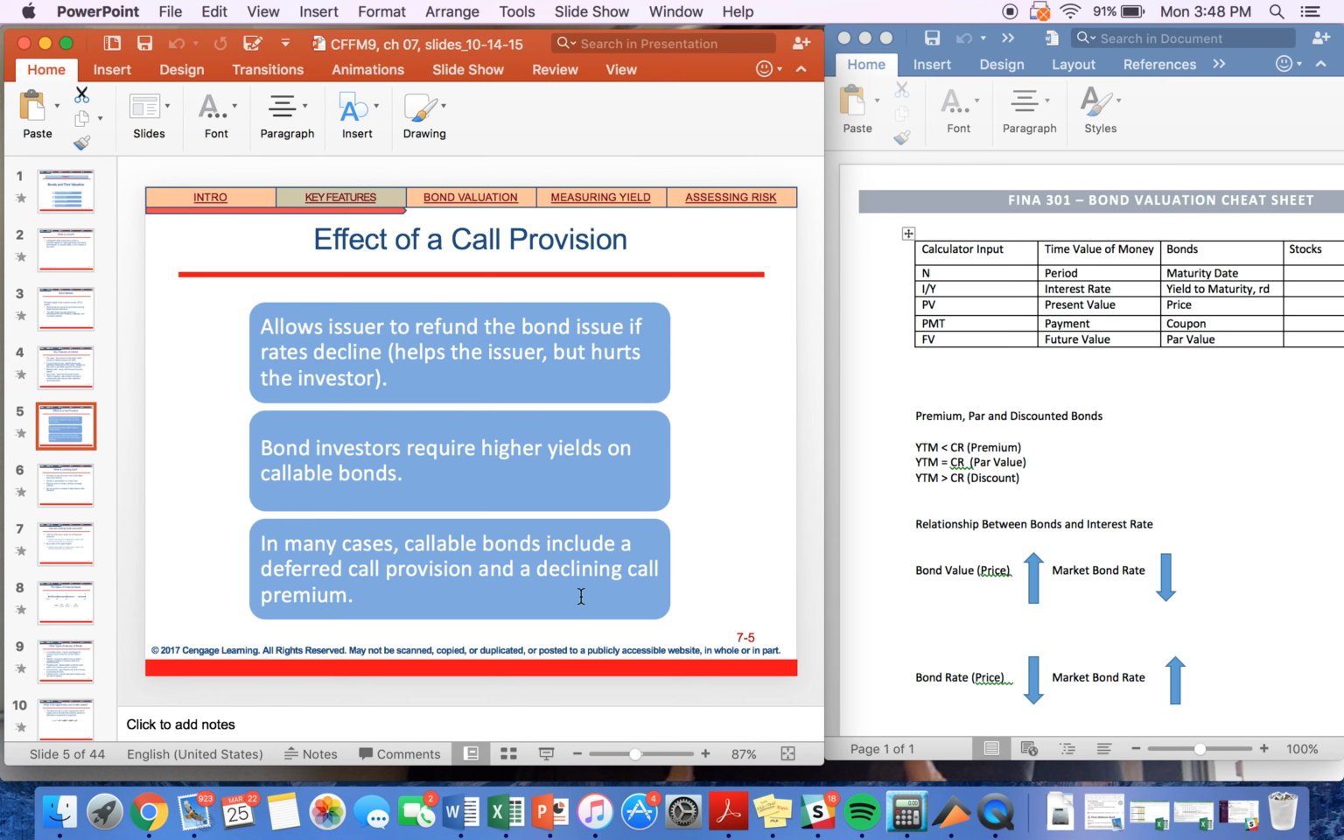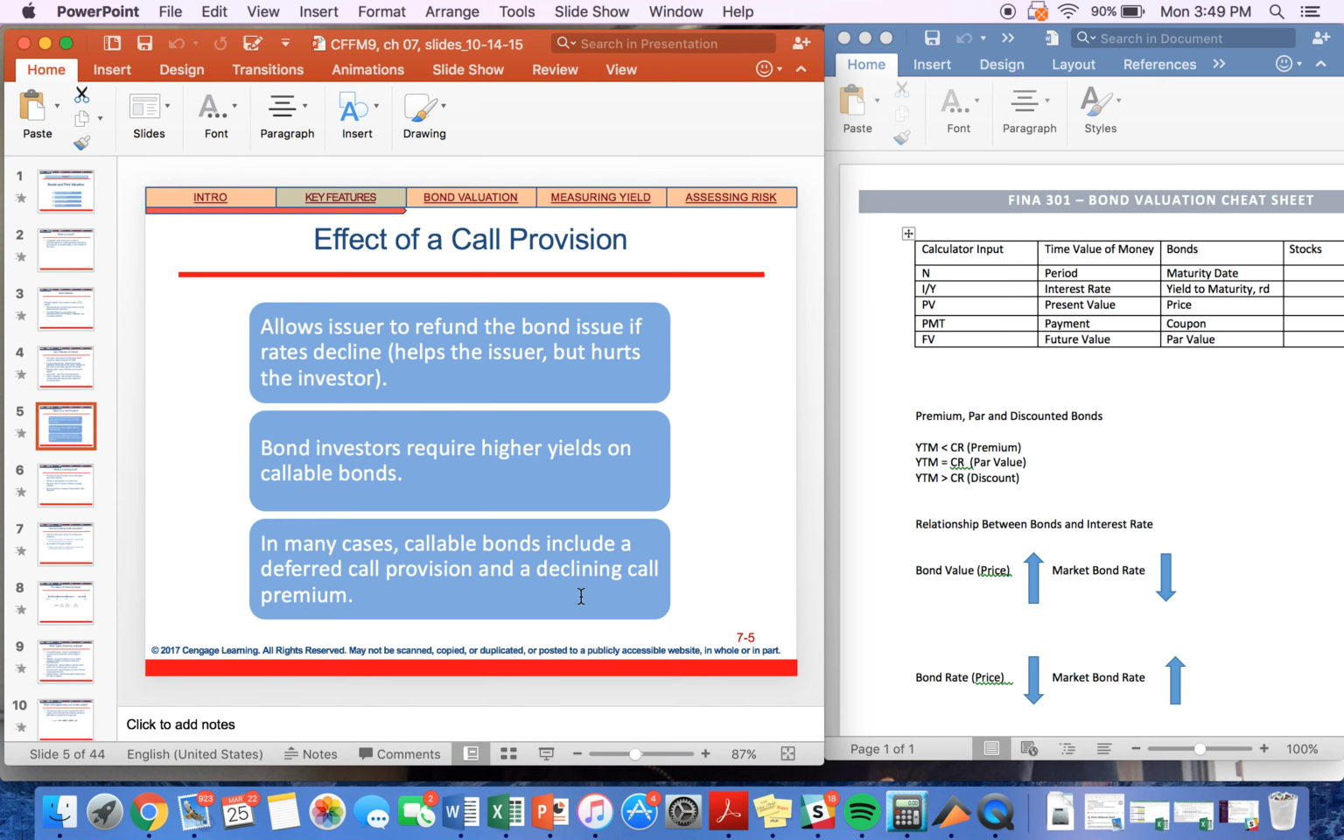So it says it allows the issuer to refund the bond issue if rates decline. So if I am Apple, and I've issued bonds at 10% and the market's now dropped to 8%, I am paying my bondholders way more than I could just be paying at market rate at that 8%. So it's very advantageous for me as the issuer of those bonds to put in a call provision. And basically I pay my investors back, and I go back to the market and buy cheaper bonds at 8% instead of paying them 10%. So it helps the issuer, it helps me as Apple, but it hurts you as an investor, okay?